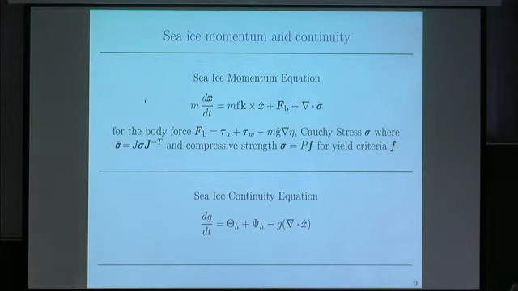This isn't quite worked out typographically here, but I've put a slightly different slant on this. This is in material coordinates. I'm just going to talk about body forces. You've already seen the air, water, and sea surface tilt terms that were mentioned. But the term that we're particularly interested in here is the compressive strength of ice. And I'm representing a yield criterion with just one big F function because I'm not particularly concerned about it here.